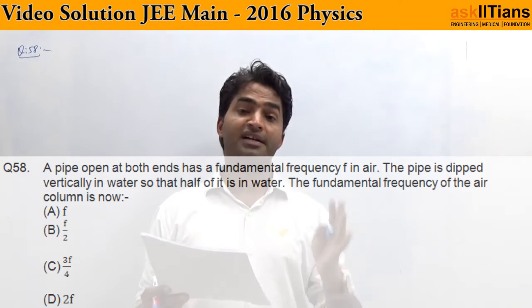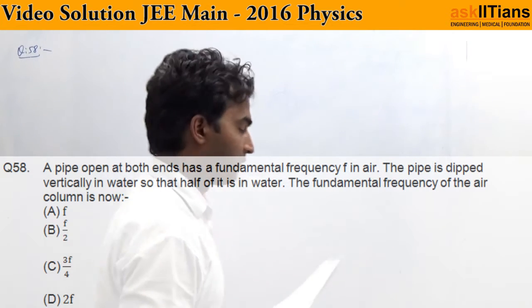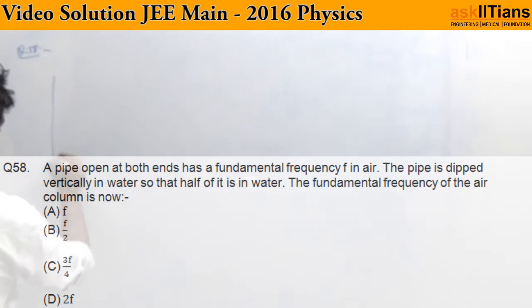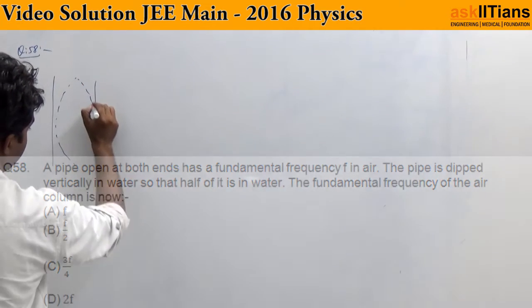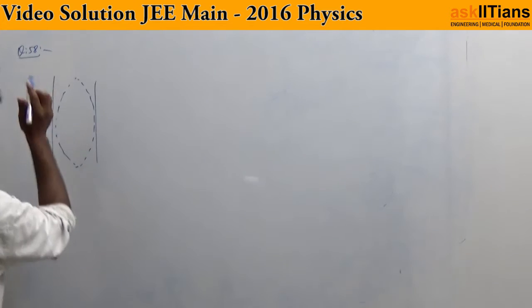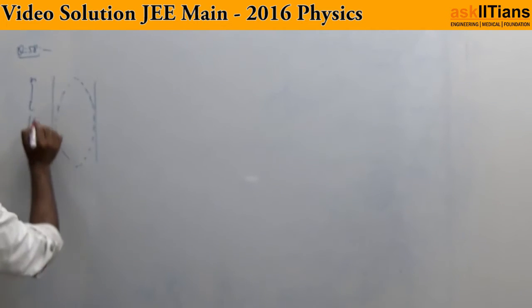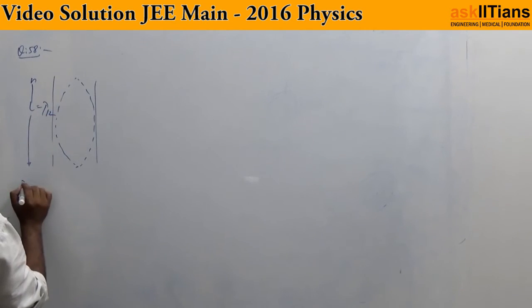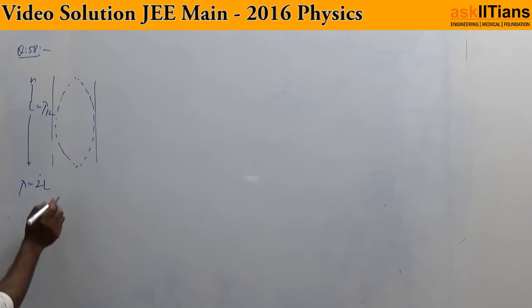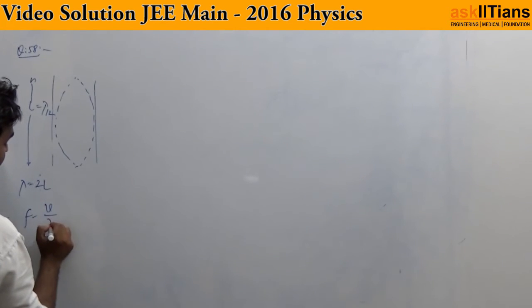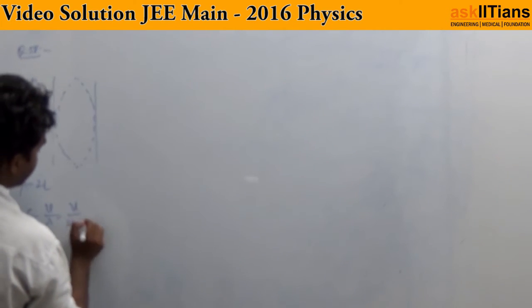First case, when this pipe is open. For the fundamental frequency, this length is L and that is equal to lambda by 2. So lambda is equal to twice of L. We want to get the frequency. Frequency is equal to V by lambda, so V by 2L.